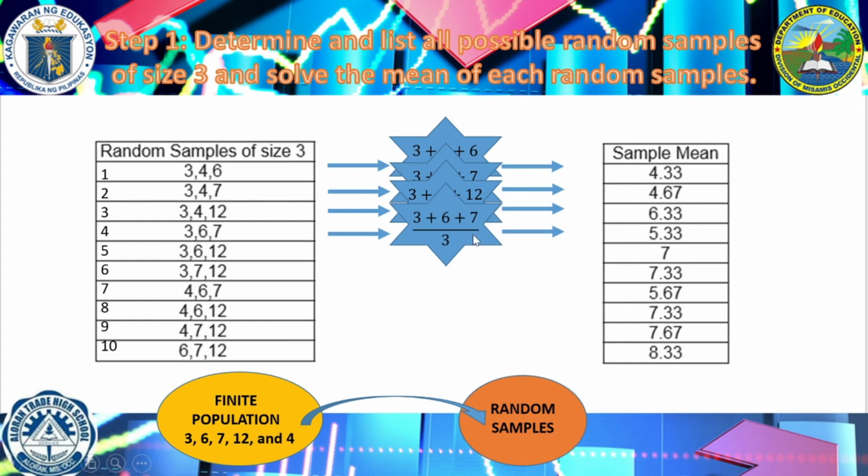Then we have 3 plus 6 plus 7 divided by 3 gives us a sample mean of 5.33. We continue doing it until the last random sample of size 3. So we have 6, 7, and 12 divided by 3. The answer is 8.33.